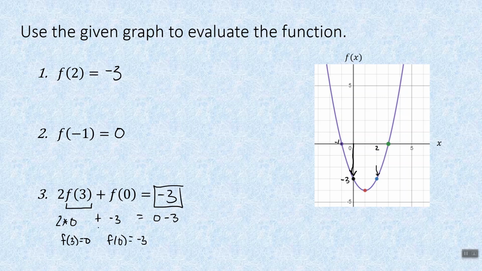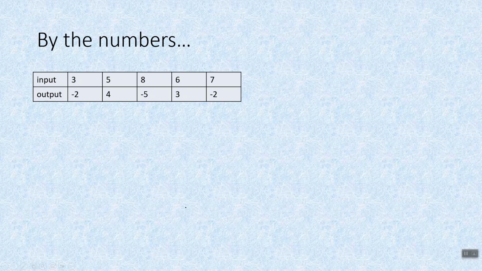So we could do our little substitutions in order to find each piece. Once we have the pieces together, we could solve the entire equation. All right, so let's look at another table of values.